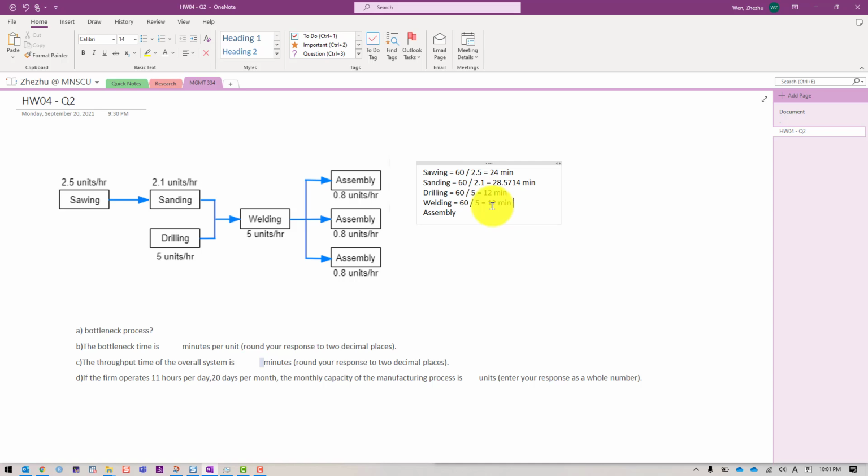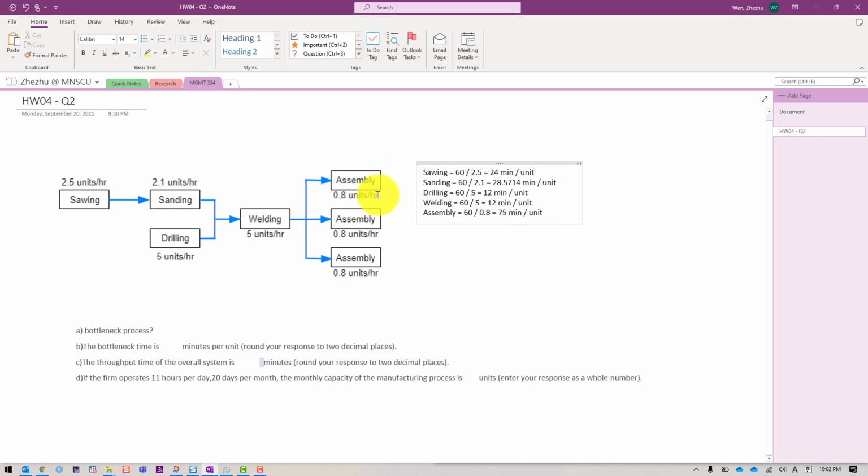It's going to be 12. For assembly, it's actually tricky. For the assembly process, for one single process, it's going to be 75 minutes. All of them are minutes per unit. So as you can see, the assembly process can't even complete 1 unit in 1 hour. It's taking longer than 1 hour to complete 1 unit.